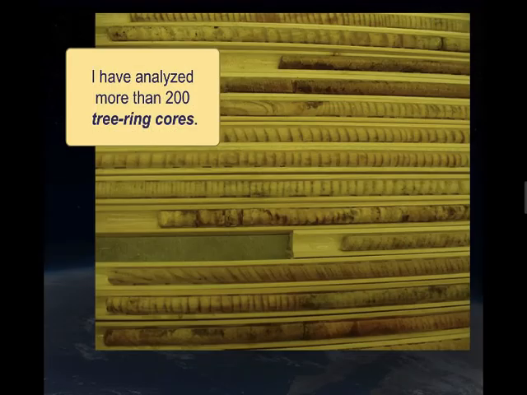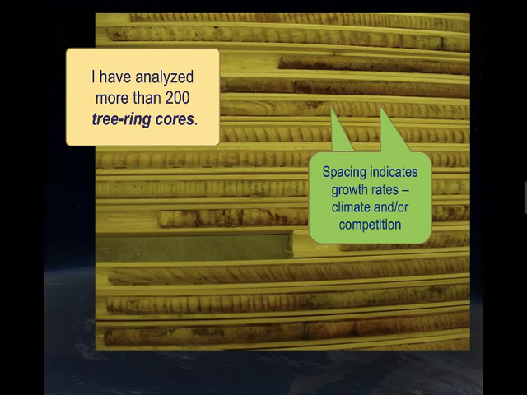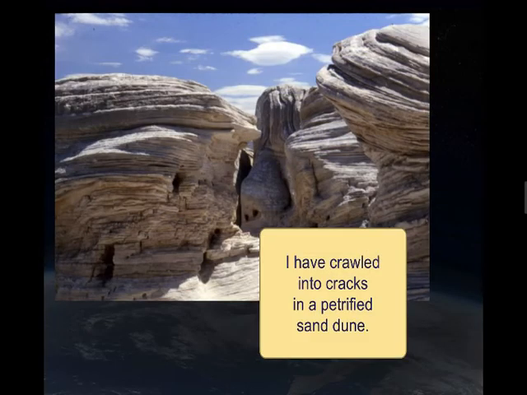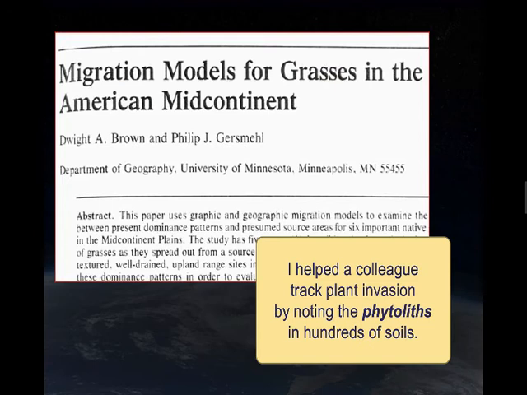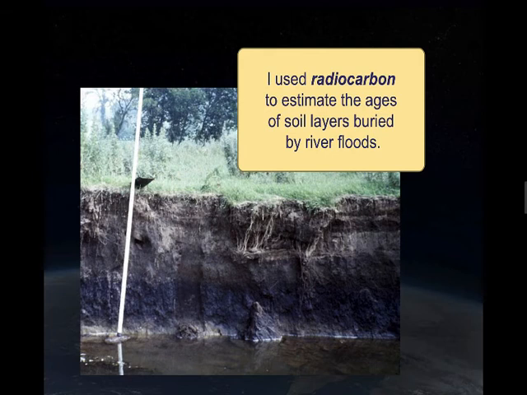I've personally analyzed more than 200 tree ring cores. We look for the spacing in order to see the growth rate, and that gives us a hint about climate or competition. I've crawled into cracks in a petrified sand dune, looking for pack rat middens full of dried seeds and old twigs that can be analyzed. I helped ecologists track plant invasion by noting the phytoliths in hundreds of soils. I've used radiocarbon to estimate the ages of soil layers buried by river floods.